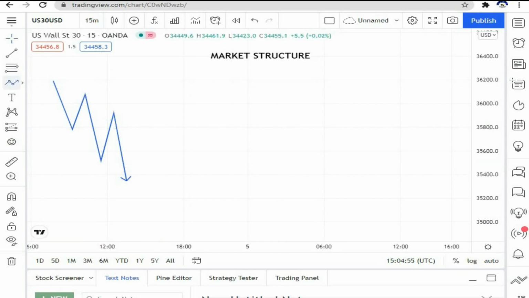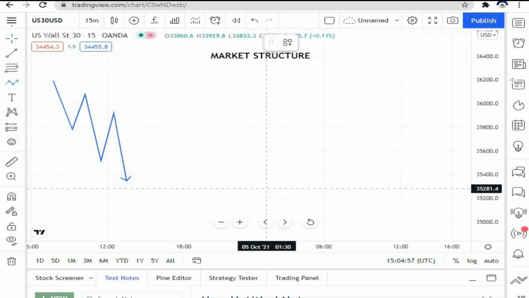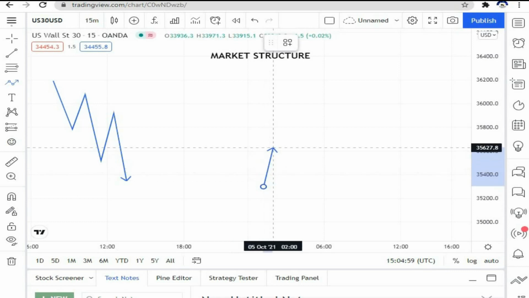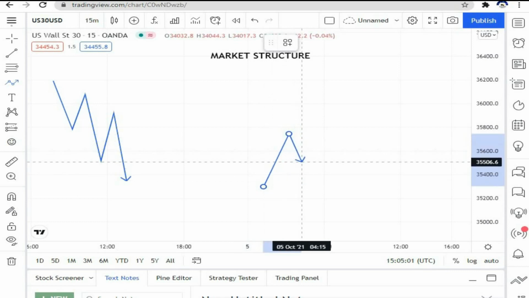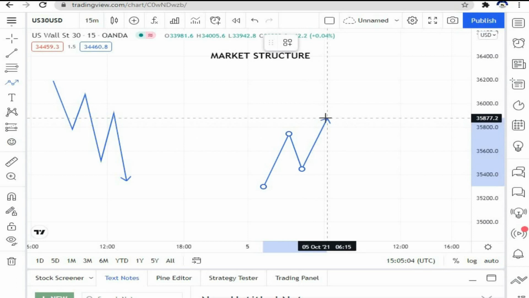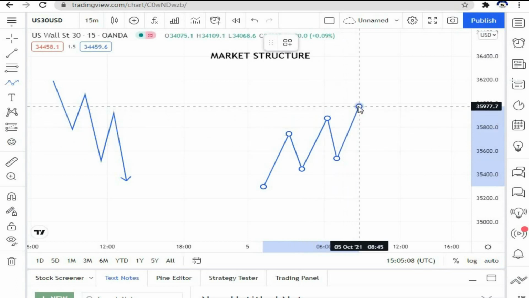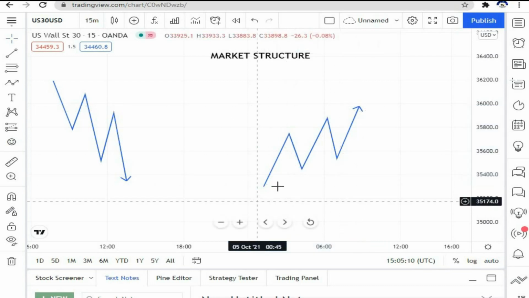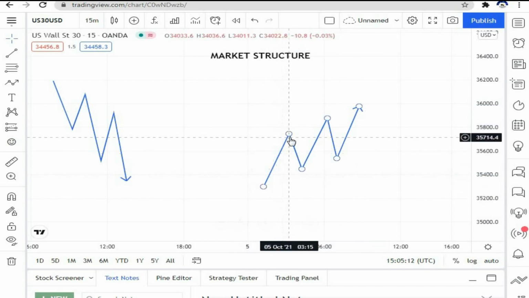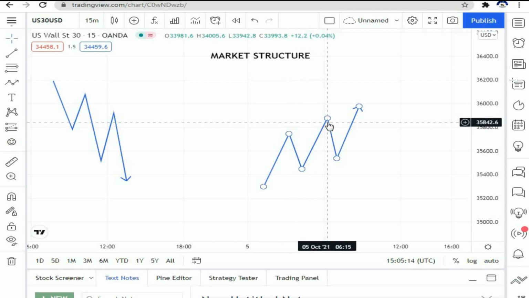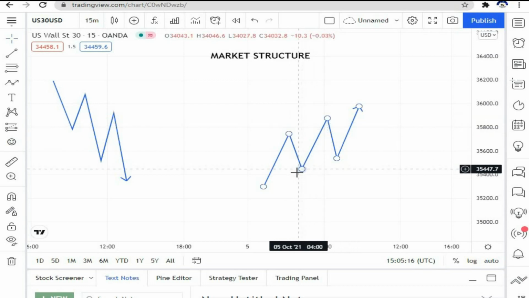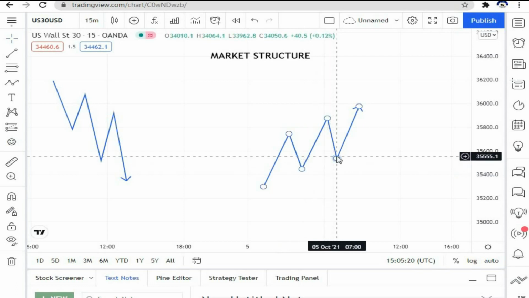And also if price is going up, they'll create what we call rally, base, rally, base, rally, meaning the price will be breaking the previous high, creating a new high, and also they will be creating new higher lows as price goes way up.